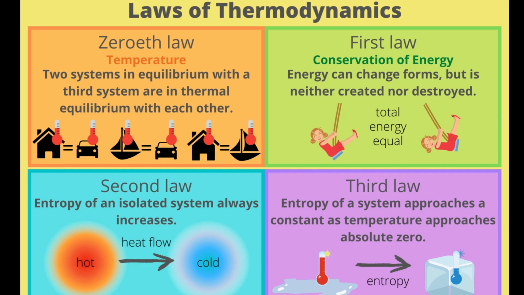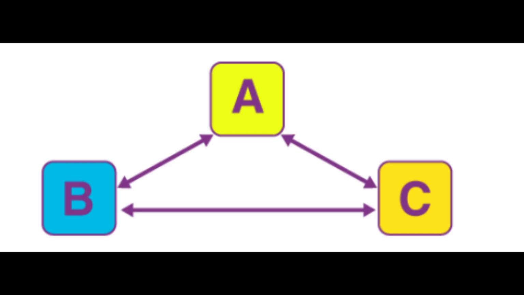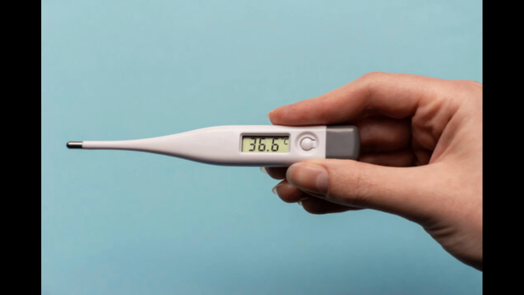Let's jump right in. Zeroth Law, the law of thermal equilibrium. This law simply states that if two systems are each in thermal equilibrium with a third system, then they are in thermal equilibrium with each other. If A and B are in thermal equilibrium, same temperature, and B and C are also in thermal equilibrium, then A and C must also be in thermal equilibrium. Example, a thermometer and your body, when they reach the same temperature, you get an accurate reading.